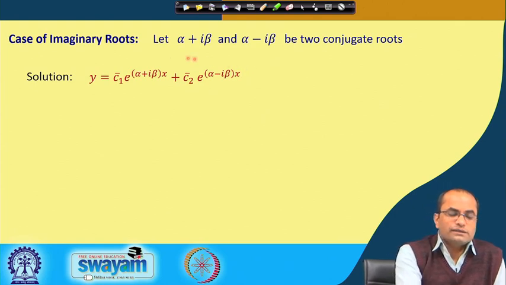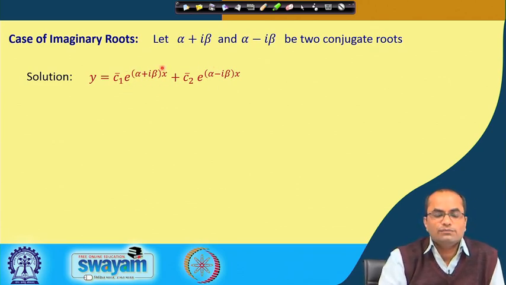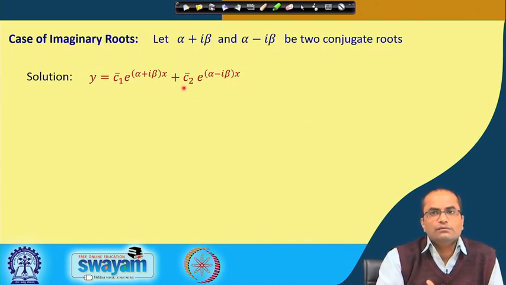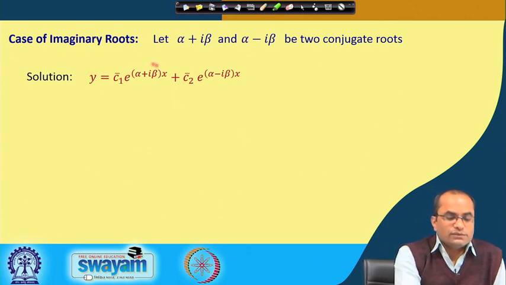So, exactly we can use that idea here to get the solution, these two independent solutions, e power alpha plus i beta x and e power alpha minus i beta x, two linearly independent solutions, and with these constants their linear combination will also be the general solution. But because it is not common to write it in terms of these conjugates or imaginary roots, we simplify further here.